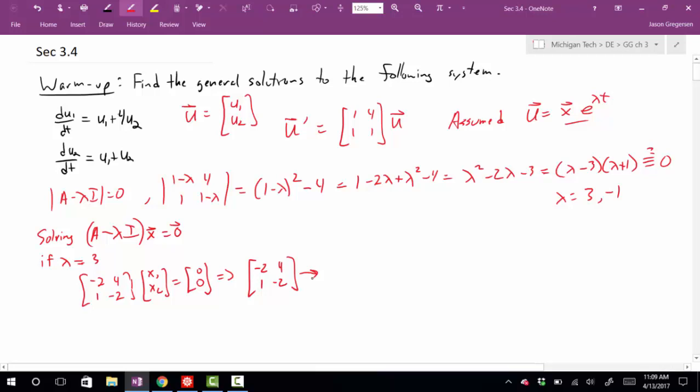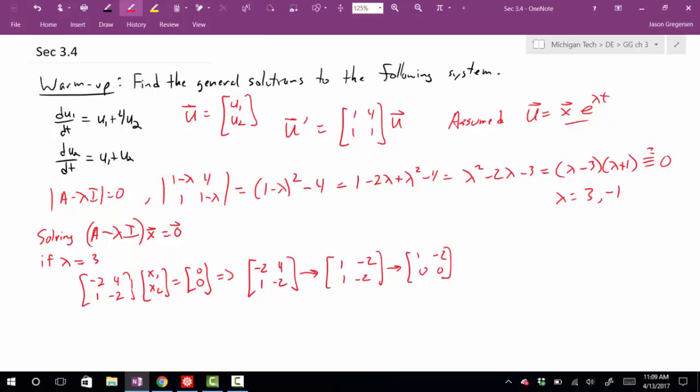Now, why do I always row reduce it? It's really a check for me to make sure I haven't screwed up my eigenvalues. Okay? So I'll row reduce it real quick. I will divide the first row by negative 2. I'll get 1 and negative 2. And then I'll just get rid of the second row there. Okay, I feel better. I did the eigenvalues correctly. It's really just a check for myself, though.